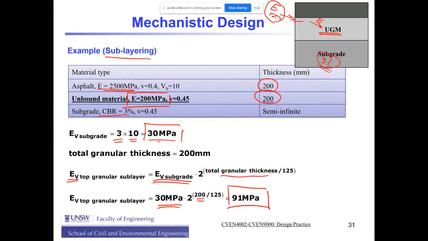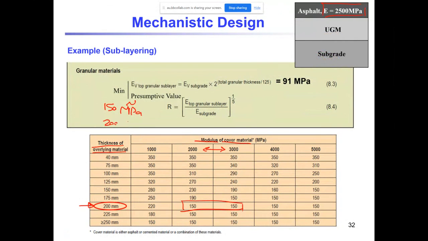The question gave us 200 MPa, and this empirical equation gave us 91 MPa. So which value do we need to consider? We need to consider the minimum value, 91 MPa, for the top layer.